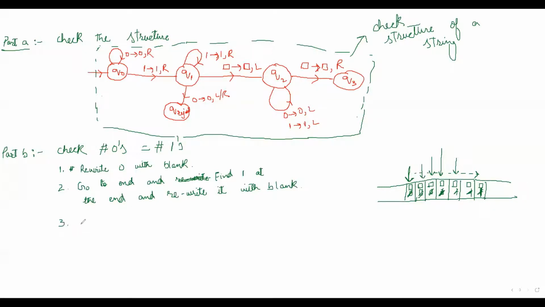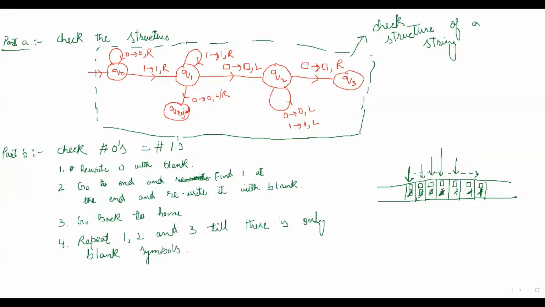Third, go back to home. Home means at the initial position. Fourth, repeat 1, 2, and 3 till there are only blank symbols. Okay, fine. So this is the procedure. If we are able to do it, then that means number of zeros is equal to number of ones.